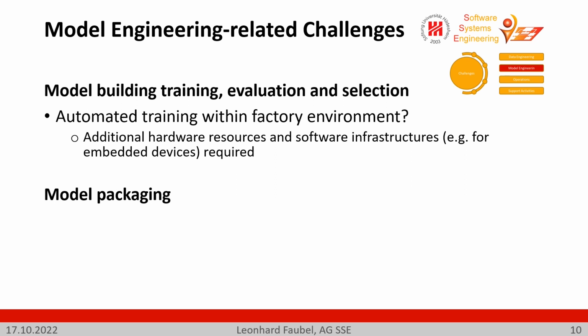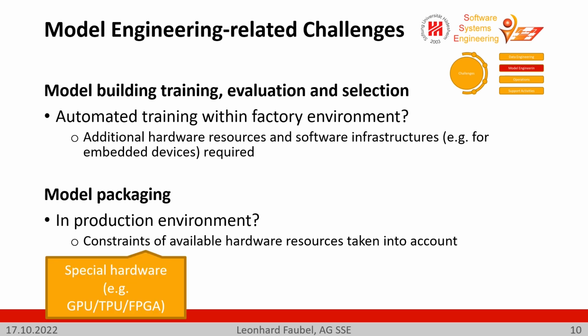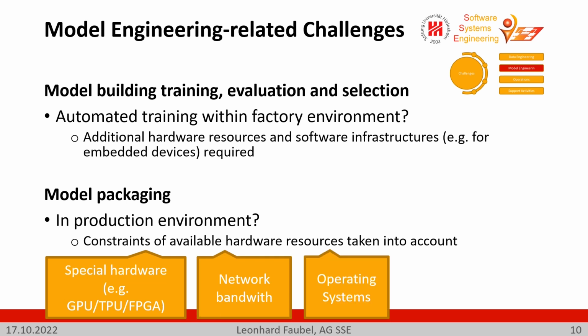In the model packaging, we package a model, code, and configuration together with all dependencies that are necessary. Here, the constraints of the available hardware resources must be taken into account, which was often a problem. The hardware resources can be special hardware like GPU, TPU, or FPGA, and also the network bandwidth, operating systems, and storage capacities are sometimes limited, adapted, or unique for the use case in the production environment.